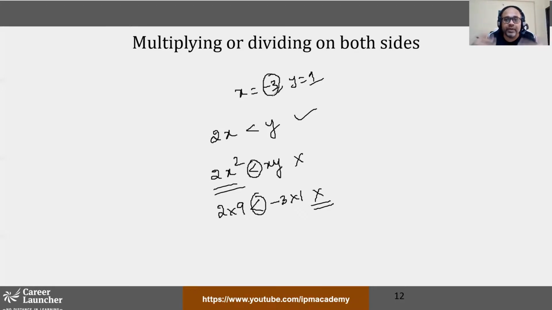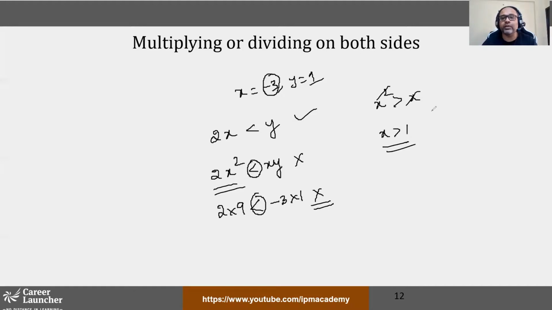But coming back to the basic point, unless you know what x is, don't blindly multiply on both sides, or blindly divide on both sides either. You can't cancel x. If you say x square is greater than x, you can't cancel x and say x is greater than 1 directly.